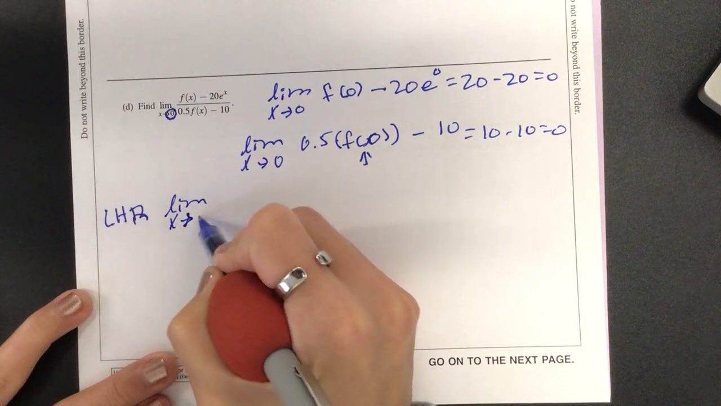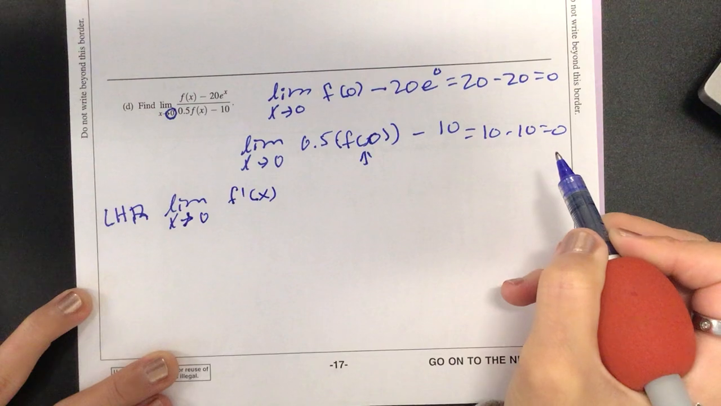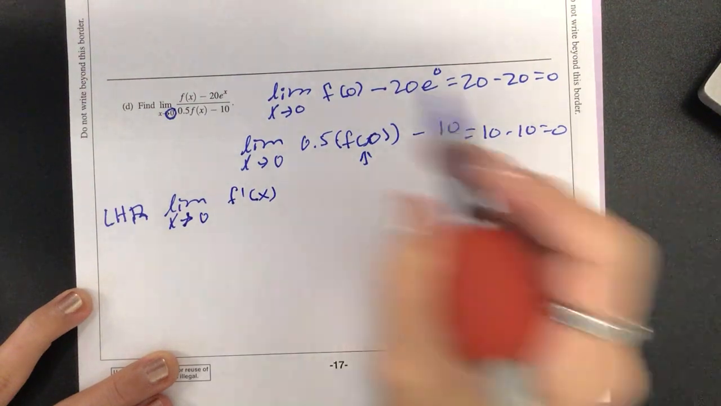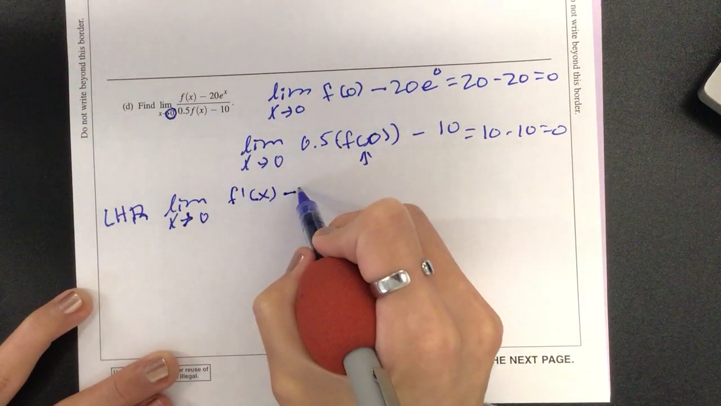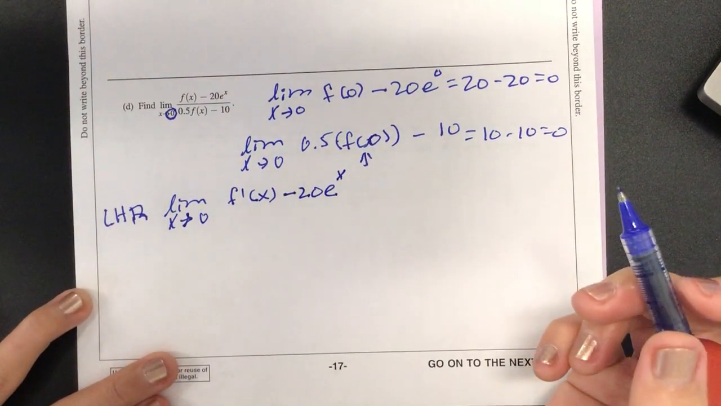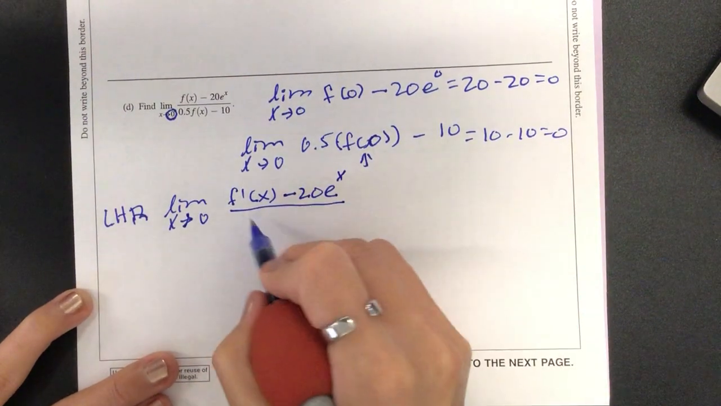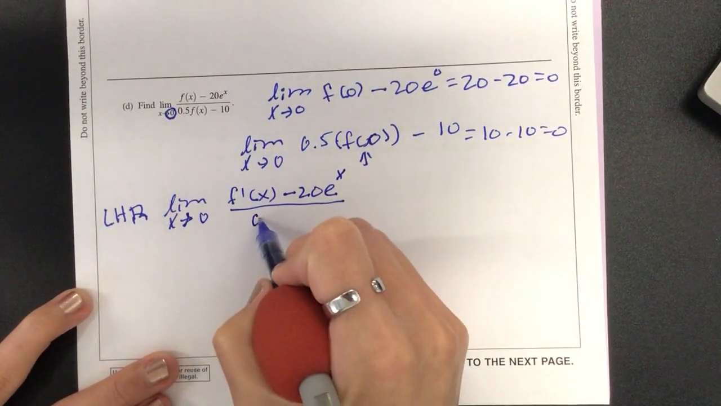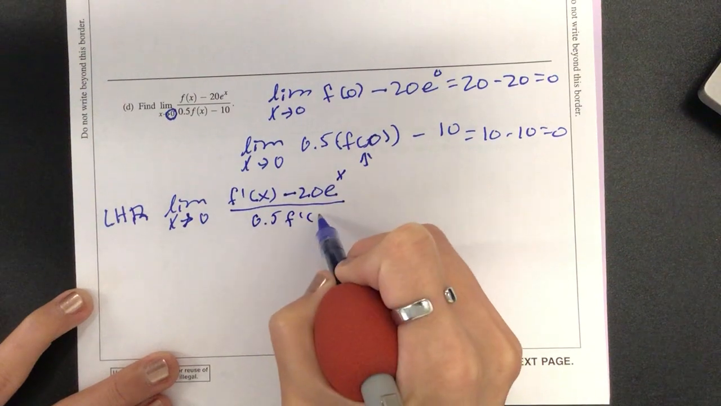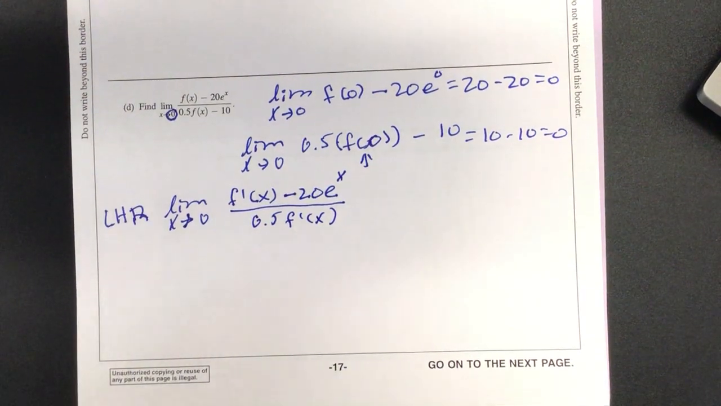Oh, that's an arrow. So the derivative of f of x, isn't that f prime of x? Are we good on that one? The derivative of anything with the e is itself times the derivative of the power. What is the derivative of that 1x? 1. Yeah, so I'm not going to write the 1 because it's not really needed. And on the bottom, we have 0.5 f prime of x. And we know the derivative of the constant negative 10 is 0, so I'm not going to write that on there. Now let's plug it in.